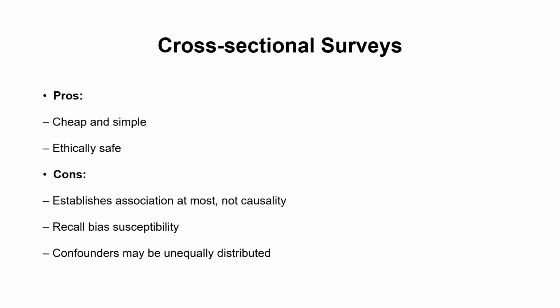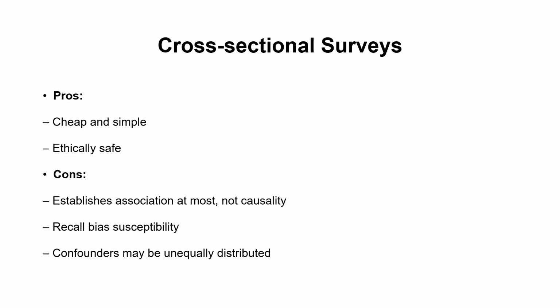The pros of cross-sectional surveys are that they are cheap, simple, and ethically safe. However, the cons are that they establish association at most, but they don't establish causality. So you can say that overweight is associated with diabetes, but you cannot conclude that overweight leads to diabetes or is the cause of diabetes. And there is always susceptibility to recall bias, where the participants depend on their memory in order to participate, so there is always a bias in their ability to recall the real information.